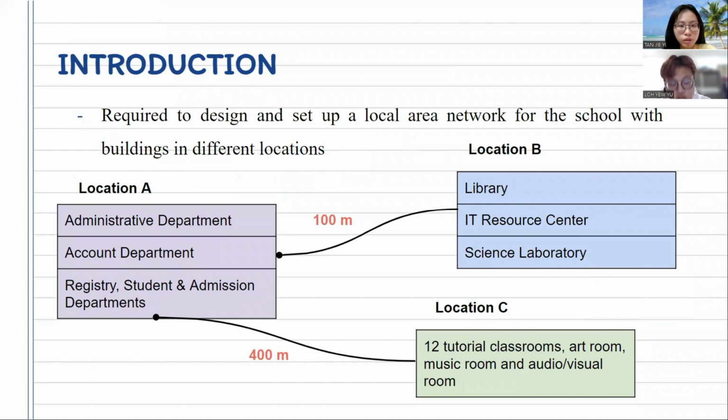Now I would like to do some introductions about our assignment. Firstly, we are required to design and set up a local area network for the school with different buildings in different locations. For example, we have 3 locations: location A, location B, and location C. In location A, we have 3 departments: Administrative Department, Account Department, and Registry, Student, and Admission Department. Along 100 meters, we have location B, which is Library, IT Research Center, and Science Laboratories. And at a distance of 400 meters between location A and location C, we have 12 tutorial classrooms, art room, music room, and audio visual room in location C.